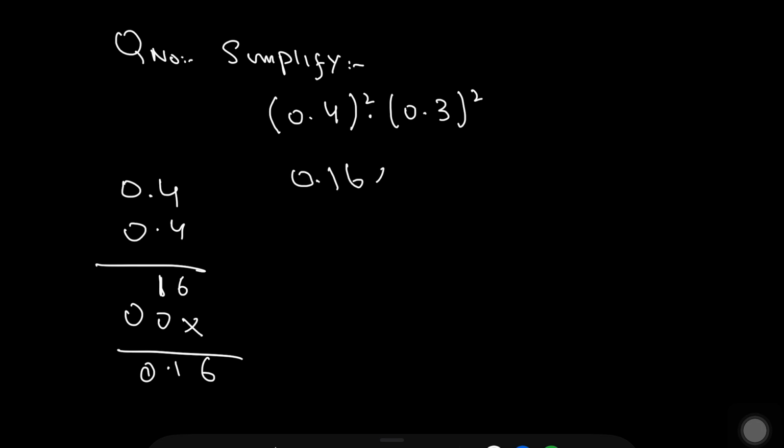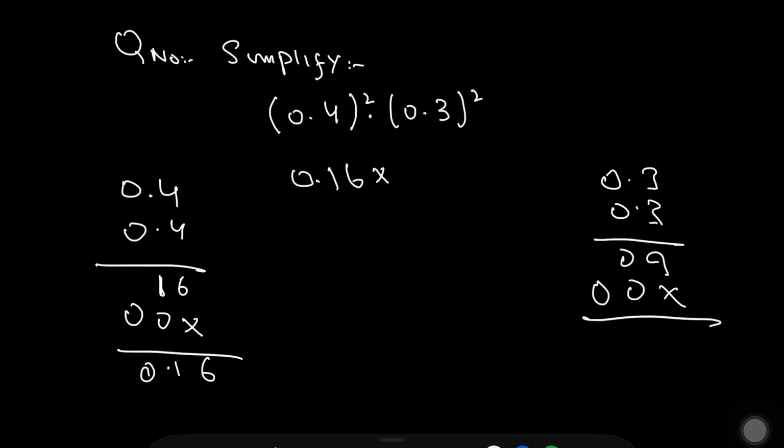And here the multiplication symbol, and we solve 0.3 multiply 0.3. So 3 times 3 is 9, and 3 times 0 is 0, multiply 0: 3 times 0 is 0, and 0 times 0 is 0. So here we write 9, 0, and 0, and put the point after two decimal places, 1 and 2. So here we write the 1 and 2 decimal places: 0.09. So we write the 0.09 here.